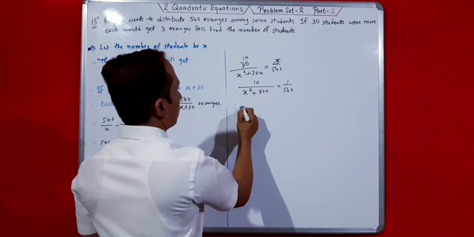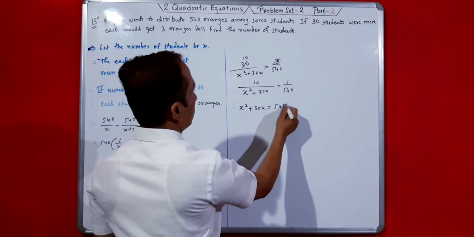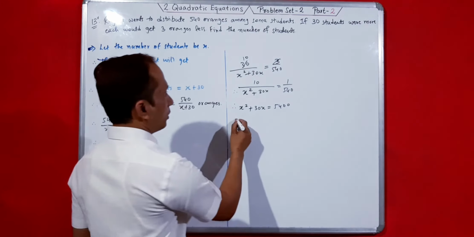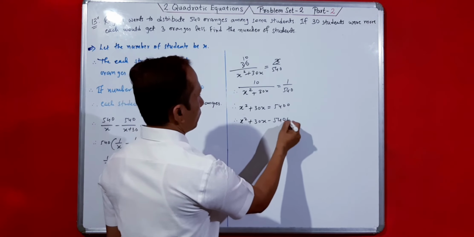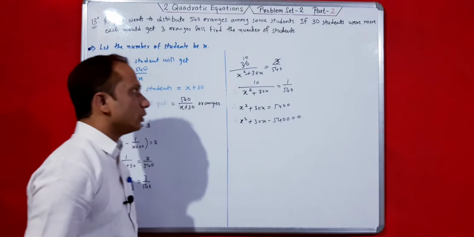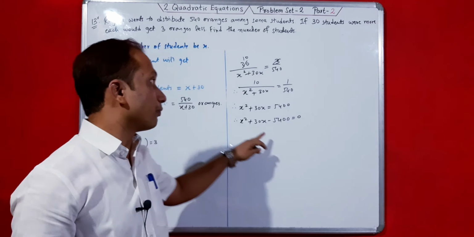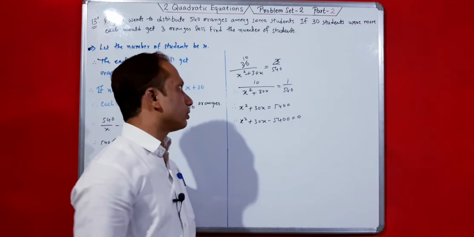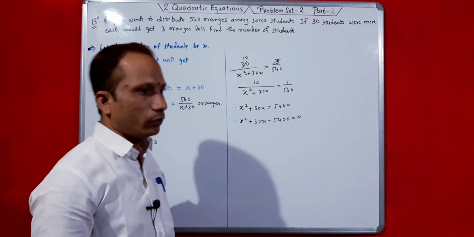Therefore x square plus 30x, I'm not going to solve this further. This will be your expected. Therefore x square plus 30x minus 540 is 0. Now you have to just factorize this, and this is minus 540, in such a way that the product should be this and the addition should be this. We need to think over this.